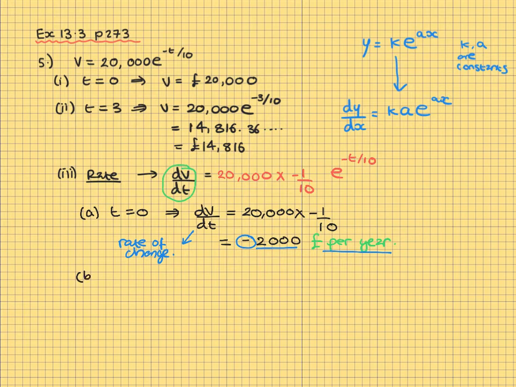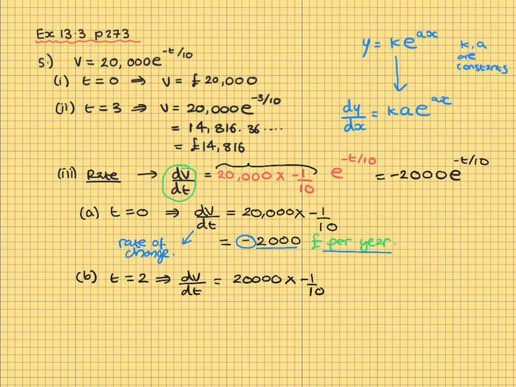So what's happening in part B? We're asked to calculate the rate at which the value is falling after 2 years, so when t equals 2. So when t equals 2, dv by dt is equal to 20,000 multiplied by negative 1/10. We can actually, in the gradient formula, simplify this here. So we could have written this as negative 2,000 e to the negative t over 10 up there, which would have been a bit simpler. Negative 1/10 multiplied by e to the negative 2 over 10. Let's work that out on the calculator.